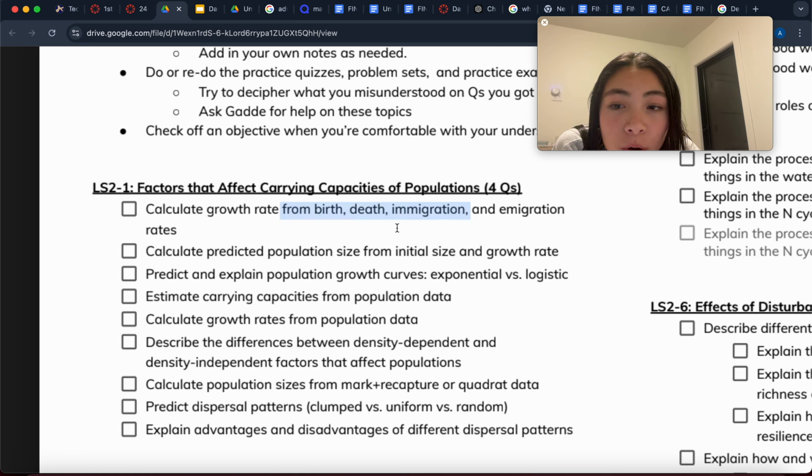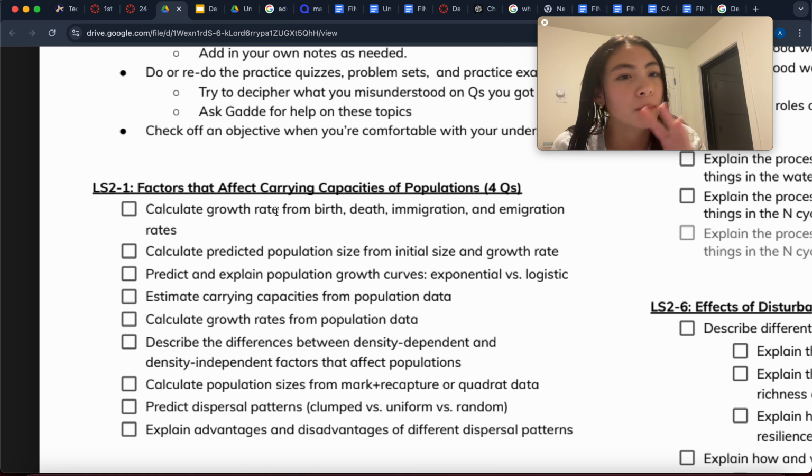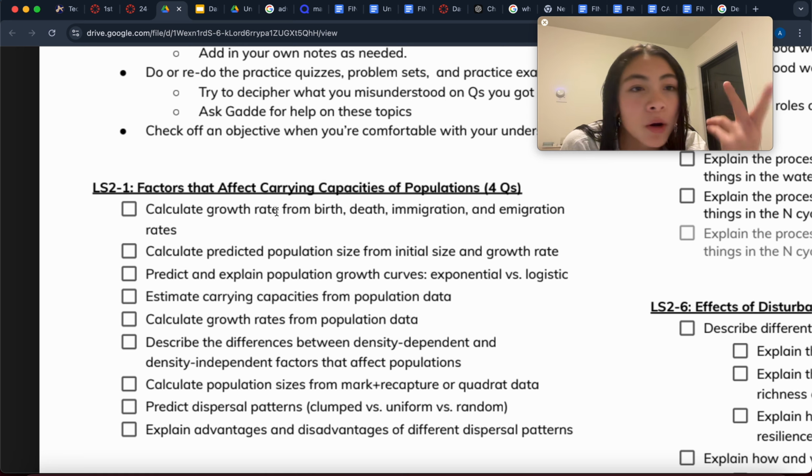The information you're probably going to get is birth per year and death per year. So you already have the per year part. For rates it's blank over number of years, and you're only worrying about the blank part. For that you're doing the things coming in minus the things coming out to find the overall change.